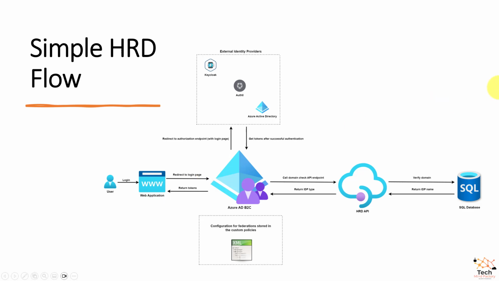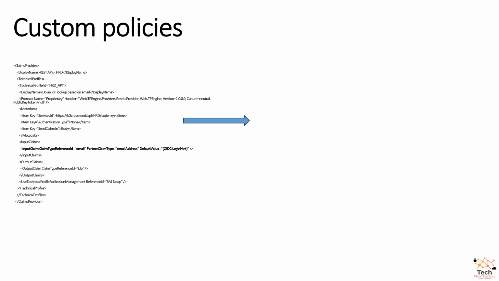However, let's talk about some drawbacks of this approach. As I mentioned, the configuration is stored in the custom policies. As we can see here, we have this REST technical profile inside the custom policy, and the input claim is email. So basically, we will use email to pass this information to the HRD API, and the HRD API will check the domain part with the database and will be able to return the IDP name, or identity provider name, which will be used by Azure AD B2C to make the redirection.